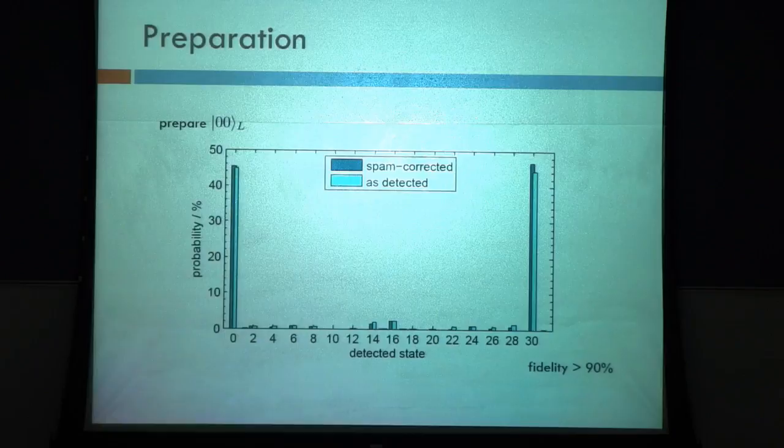So when we do this, we prepare the logical zero state, and this is all of the states written out, where the binary state is transformed into just a number. We should only get basically population in zero and in 30. We see there's some error. The fidelity is quite good.